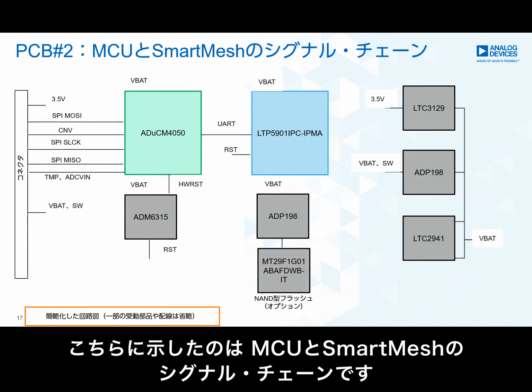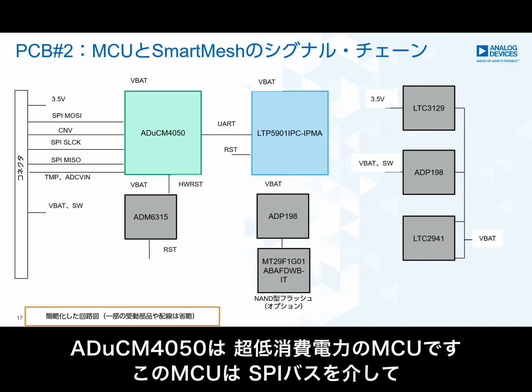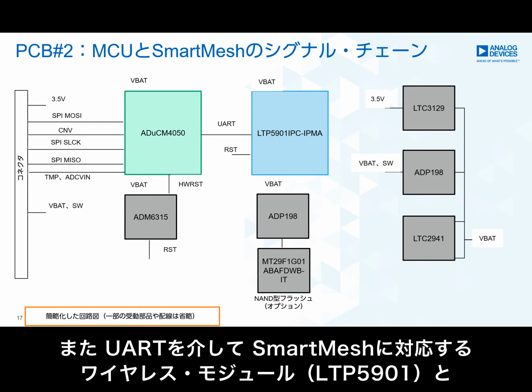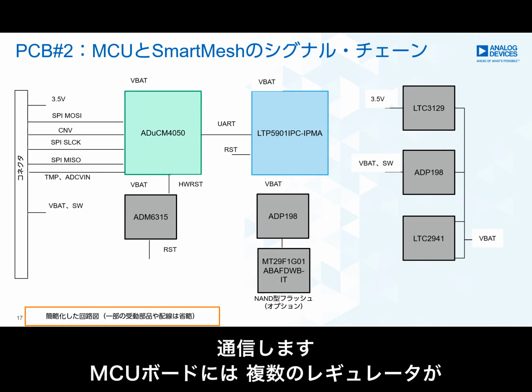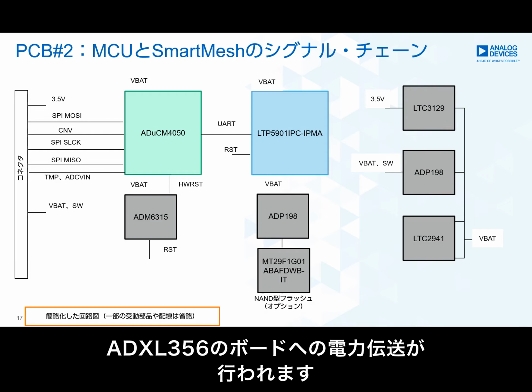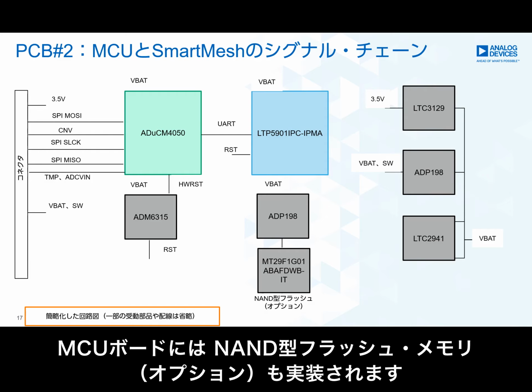This slide shows the MCU and SmartMesh signal chain. The ultra-low power ADuCM4050 is used to gather data over the SPI bus from the ADXL356 MEMS sensor signal chain, as I already noted. The ADuCM4050 communicates over UART to the LTP5901 SmartMesh wireless module. The MCU board also includes a number of regulators used to power all of the MCU components and also to route power to the ADXL356 sensor board. Optional NAND flash storage is available on the MCU PCB.